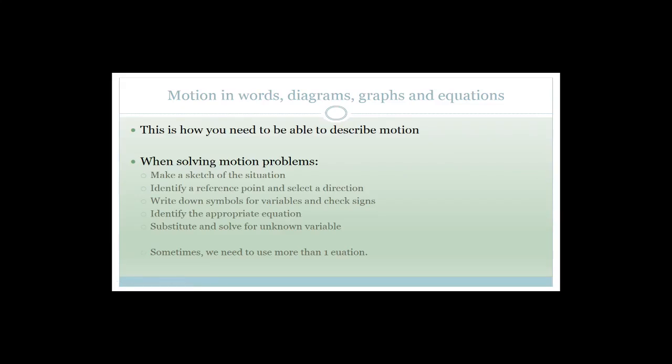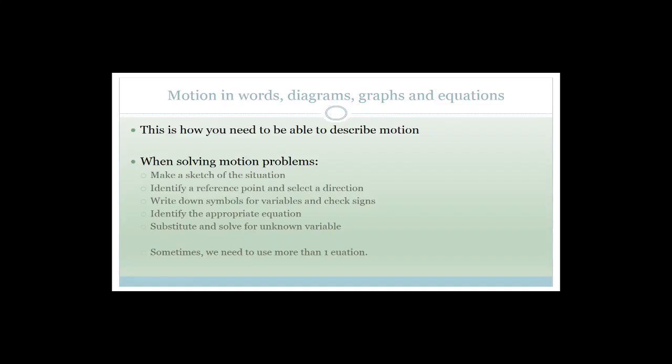Now, what you need to know is that in the CAPS document, they require for you to be able to describe motion in several ways. You need to be able to use words, diagrams, graphs, and equations, okay? You need to be able to do all of that in order for you to actually be able to pass the section and do well in the section. So you need to be able to do all of this. You can either do it using words, diagrams, graphs, or equations, or they can ask you to do each of those types of ways.